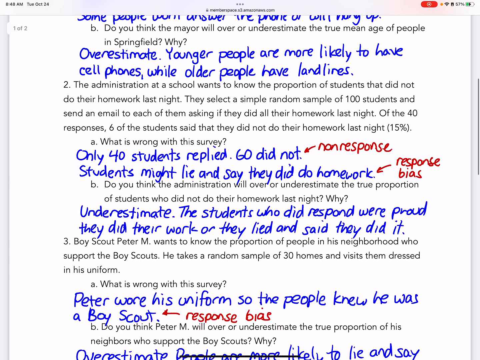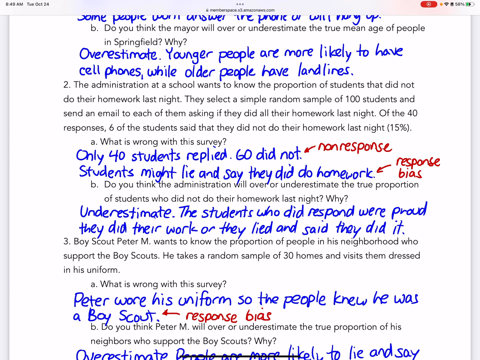Okay, let's look at this next survey, number 2. The administration at the school wants to know the proportion of students that did not do their homework last night. So they did a simple random sample of 100 students and sent an email to them asking if they did their homework last night. Of the 40 responses, so only 40 people responded out of the 100, 6 of them said they did not, and the rest of them said they did. So 15% said no, and 85% said yes.